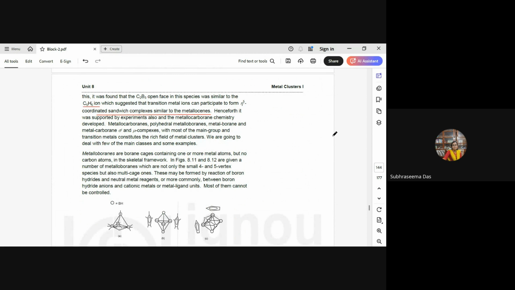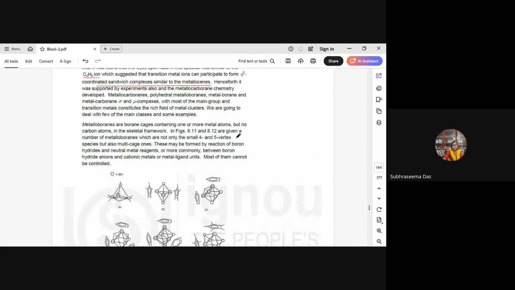The metallocarboranes, the polyhedral metalloboranes, and metal carborane complexes form a rich group of metal clusters. So first is the metalloborane. Metalloboranes are borane cages which contain one or more metal atoms but no carbon atoms in the skeletal framework.